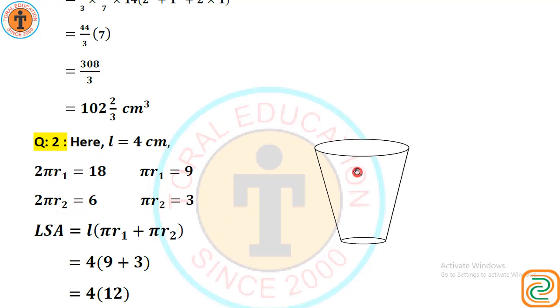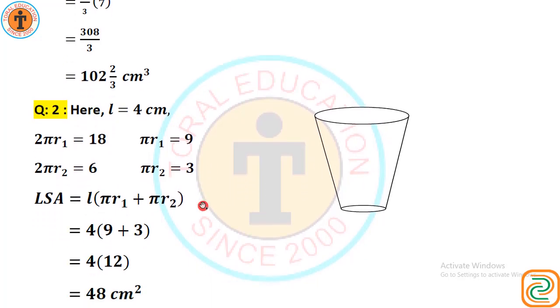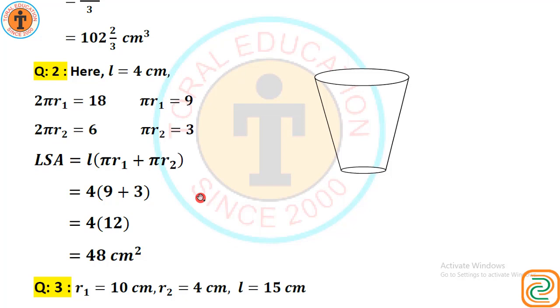This type of glass, right? Here is another question. The slant height of a frustum of a cone is 4 cm and the perimeters of its circular ends are 18 cm and 6 cm. Find the curved surface area of the frustum.